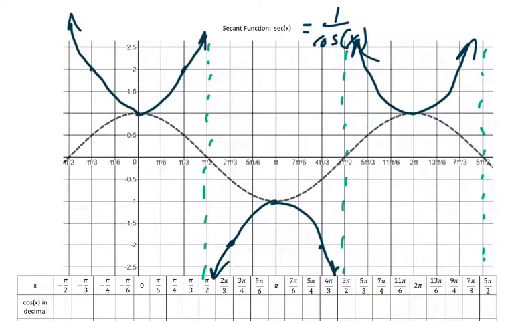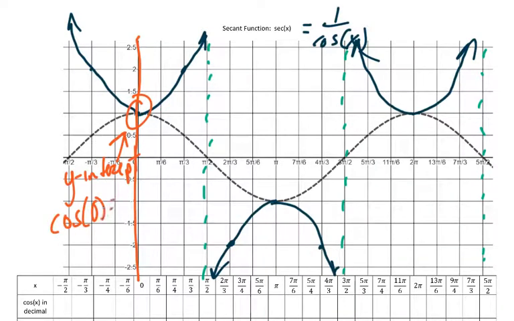The other thing to tell the difference between a secant and a cosecant is where it starts. The secant function is going to go through the y-axis. It's going to have a y-intercept because the cosine of 0 is 1. So the secant of 0 is 1, which is right there. So it has to go through the y-axis. That's going to be the main difference visually to tell what's going on with the secant function.